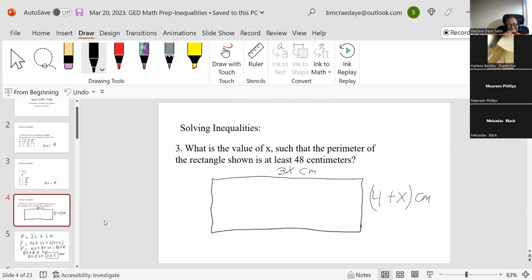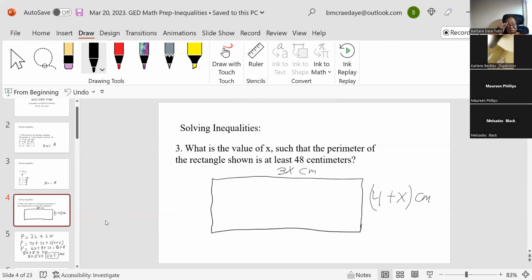What is the value of X? The perimeter of a rectangle is at least 48 centimeters. At least means greater than or equal.